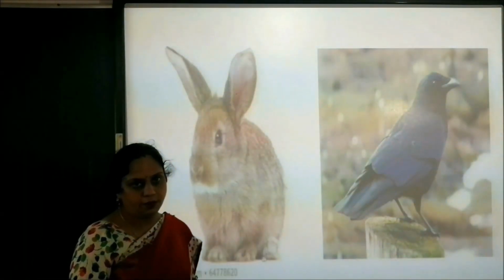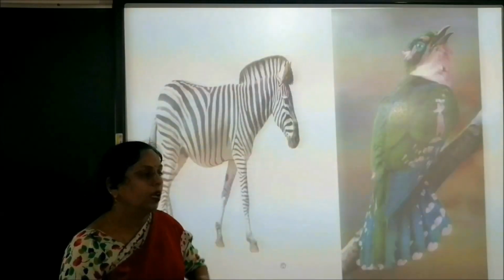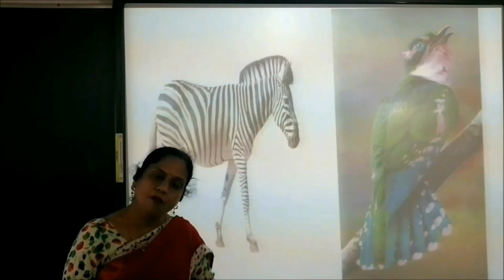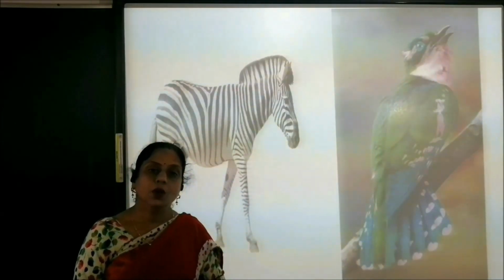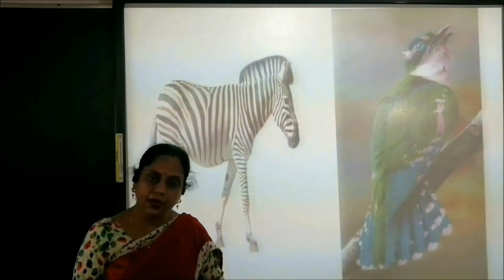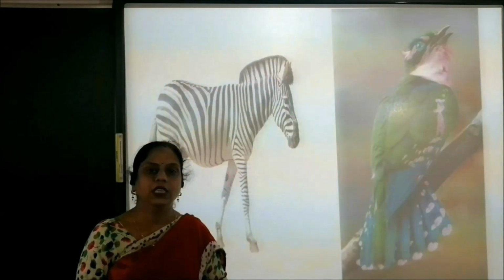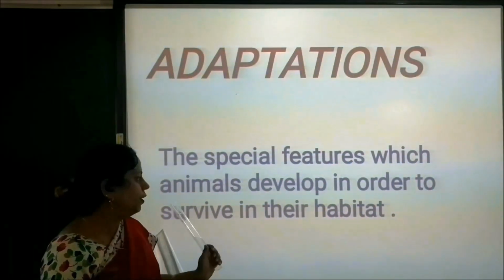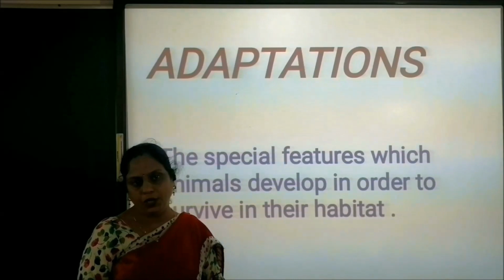Now, children, see these pictures. Rabbit with long ears. See the ear of crow. See, zebra has a pattern of stripes on its body, while the body of a bird is covered with feathers. So different animals have different features to get food, water, air, and some special skills to protect themselves from their enemies or from their predators. So these special features are called adaptations. What are adaptations? The special features which animals develop in order to survive in their habitat are called adaptations.